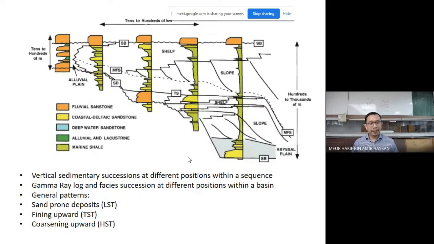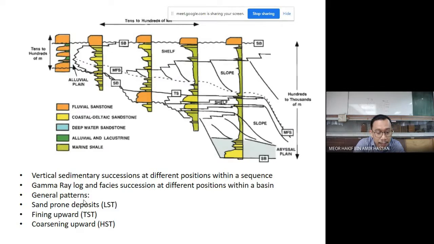Okay, so you get different kinds of vertical sedimentary successions at different positions within a sequence. So yeah, you can use gamma ray logs, would be nice. Gamma ray log and facies successions, different positions of the basin. But the general pattern is this. If it is LST, most of the time it is sand prone. Means that most of the time it's going to be sandy.